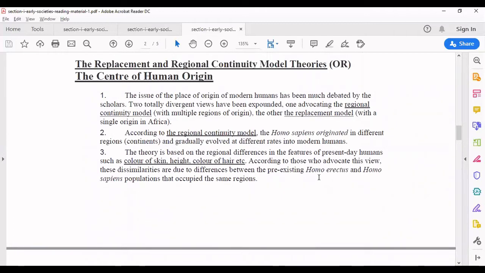Then there are two theories of human origin, the replacement theory and the regional continuity model. So the place of origin of modern humans has been heavily debated. There are two completely different points of view. While one says regional continuity model, that is, there are multiple regions of origin, another says the replacement model with one single origin in Africa.